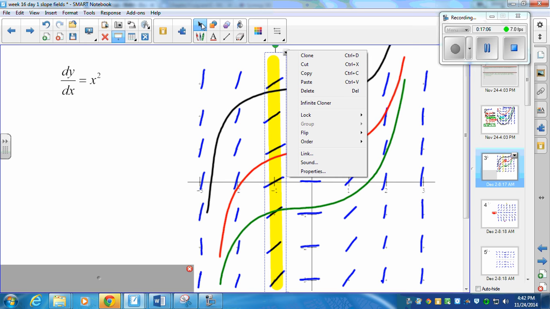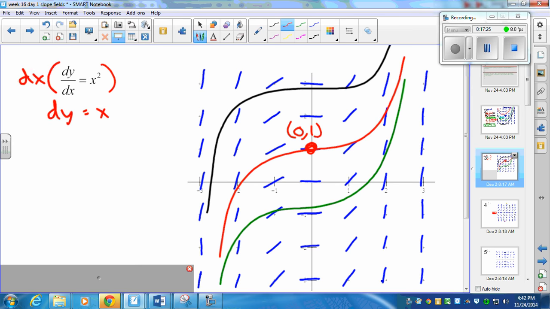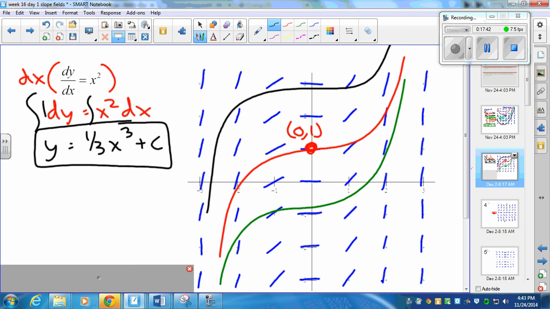Now, if I wanted to do this, I would go, okay, all of these kind of look cubic to me. So we're going to try the cubic equation, and you're going to see that when I integrate this. So when I integrate, I'm going to move the dx over. I'm going to multiply by dx. I get dy is x squared dx. And we're going to integrate. The integral of 1 dy is y. The integral of x squared is 1/3 x cubed plus c. And like I said, all of those paths looked cubic, and they were.